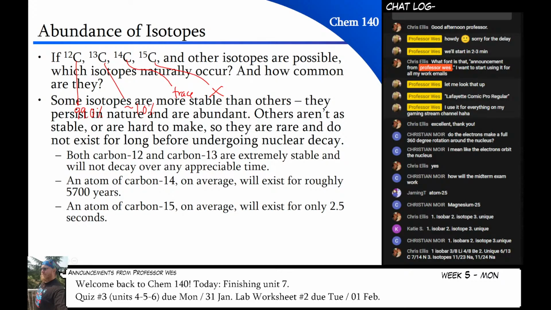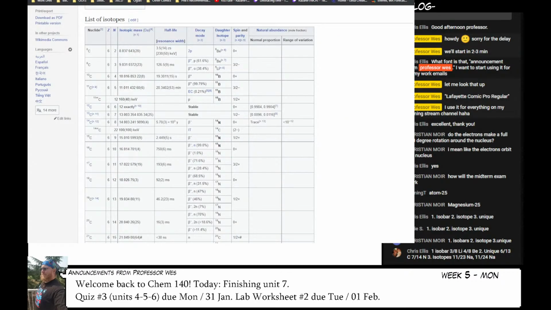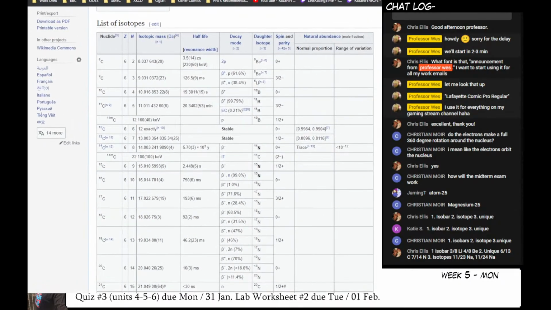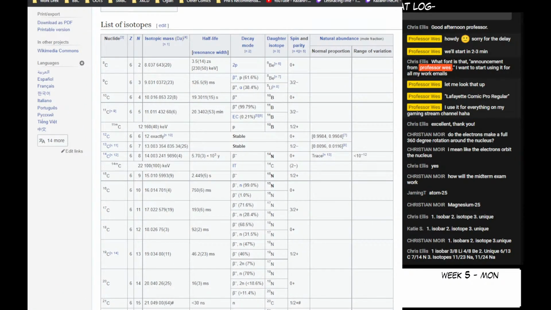So I have those facts on the screen for you, but what I'm going to show you is a Wikipedia page, Isotopes of Carbon. If you look these up on Wikipedia, or really any other website that has isotopic information on it, you get something that looks like this. I don't know how much bigger I can make this, but that's okay. There we go. So this is a list of all the different isotopes of carbon that have been observed.